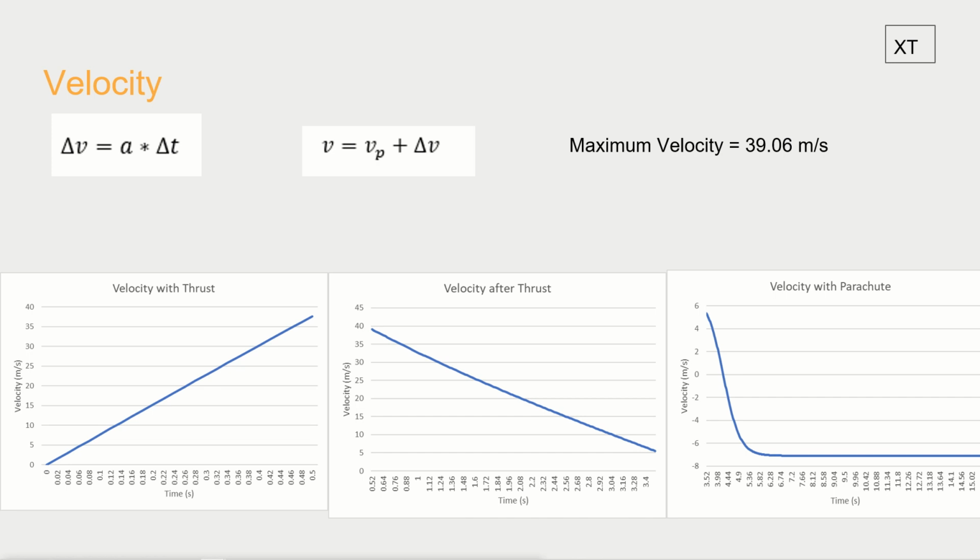The second image shows the velocity decreasing at a near constant rate as there is no longer any thrust. The third image shows the velocity while the parachute is out. When the velocity reaches zero, the rocket is at its apogee and begins returning to the ground. Its speed downwards is quite slow due to the drag of the parachute. Our expected maximum speed occurs at the end of our powered flight and is equal to 39.06 meters per second.